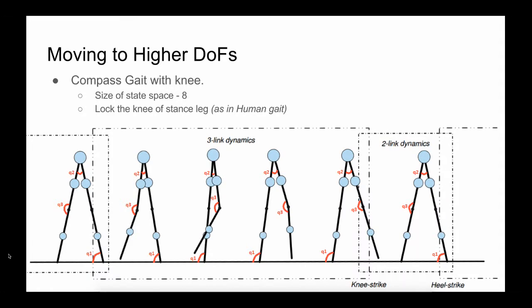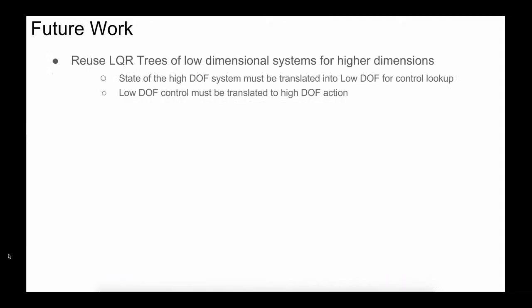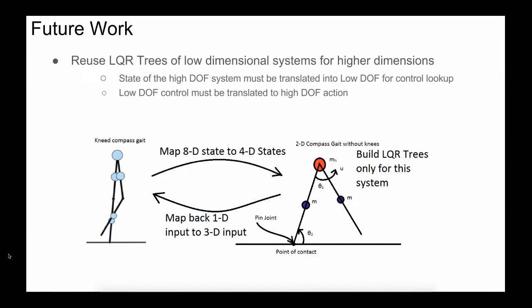One very interesting application of LQR funneling would be to apply an LQR funnel that has been derived for a lower degree of freedom system to a higher degree of freedom system. This is where the knee walker comes into play. We're proposing that it may be possible to use the LQR funneling that we've previously discussed for the compass gait walker in order to actually control the knee compass gait walker in situations where it might lose stability.